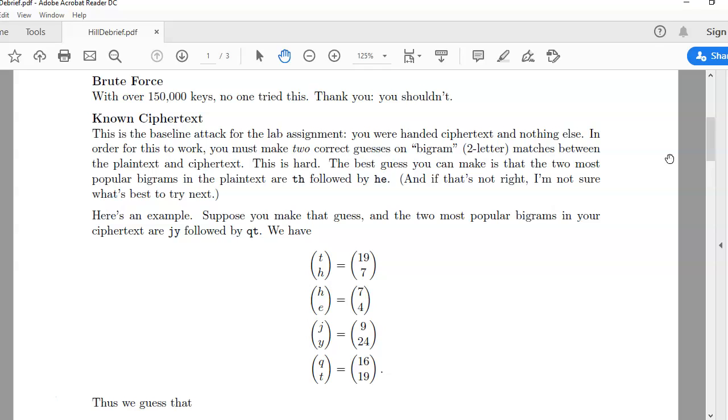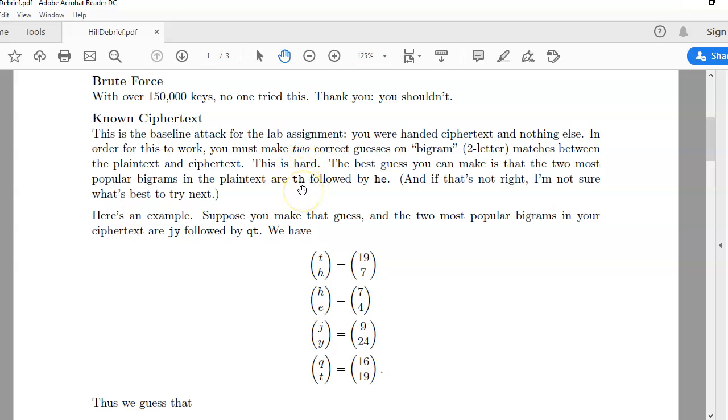Let's talk about the first kind of attack, which is known ciphertext. This is really the baseline for what you were given in the lab. You were handed a piece of ciphertext, and that's it. If that's all you have, then you're just working with known ciphertext, period. For this to work, you have to make two really good, correct guesses on bigram frequencies, so 2-letter frequencies in the plaintext and ciphertext. This can be quite hard. You have to get really lucky for this to work.